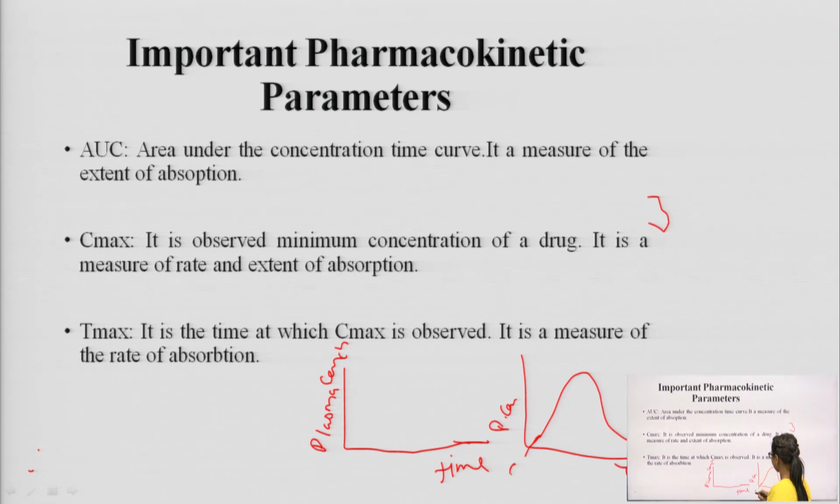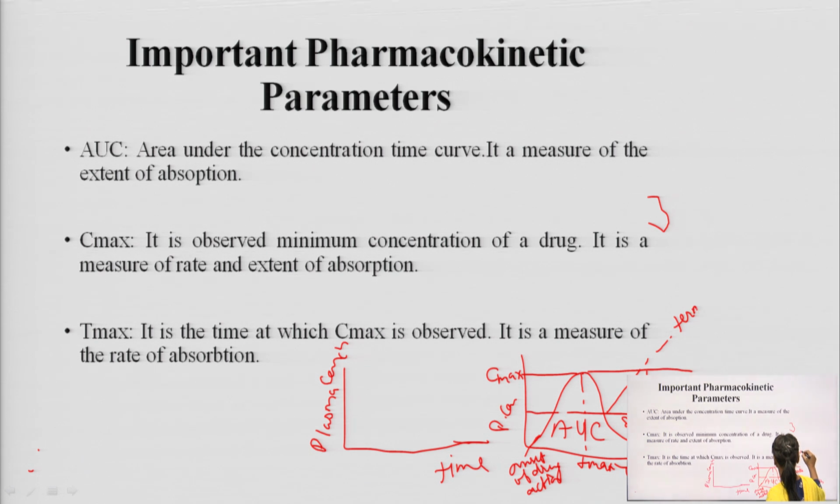Here it is the onset of drug action, this is our Cmax, this is our Tmax, this is our area under curve, this is our elimination rate, this is our therapeutic index, this is subtherapeutic, this is termination of action, and this part is duration of action.